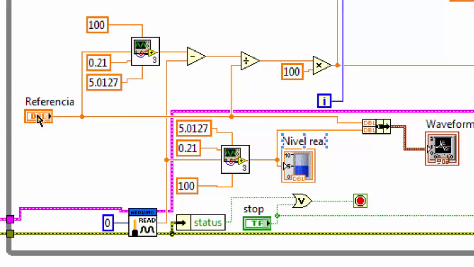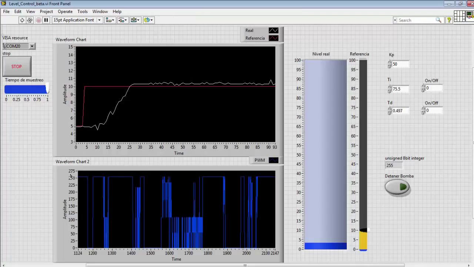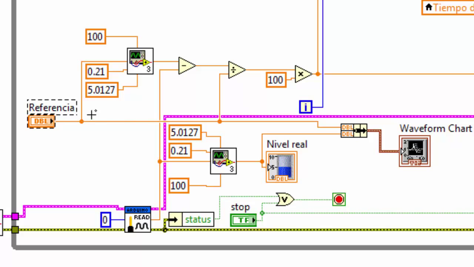Also we have the reference, that is a slider, and the data of this slider we rearranged from 0 to 100 to 0.21 to 5.0127.